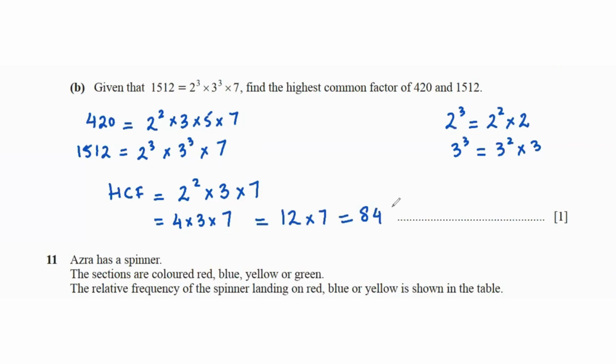So for highest common factor, always remember that you have to find what's the highest number that's common between both the terms. Between 420 and 1512, 2 square was the highest common number, then 3 was the highest common number, and then 7. Once you've identified the highest common factors, we multiply them and write the answer.